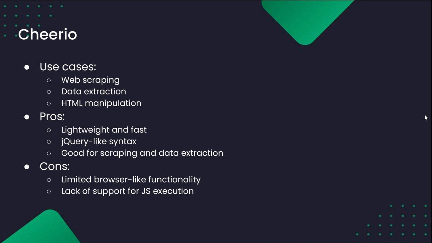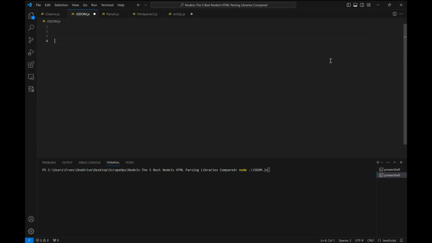Overall, Cheerio's simplicity, performance, and jQuery-like syntax make it an excellent choice for many HTML parsing and data extraction tasks in Node.js. JSDOM is a powerful library that provides a complete browser-like environment for Node.js, including HTML parsing and manipulation capabilities. It's built on top of the W3C DOM and HTML standards, allowing developers to interact with HTML documents using familiar browser APIs. JSDOM has gained popularity among developers for its comprehensive feature set and JavaScript execution capabilities.